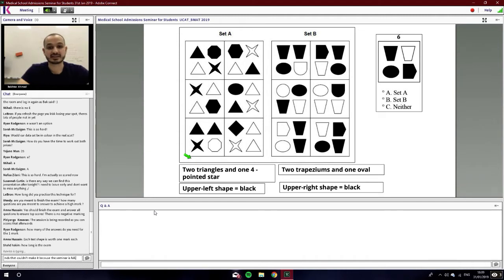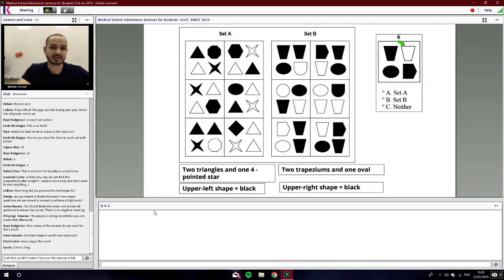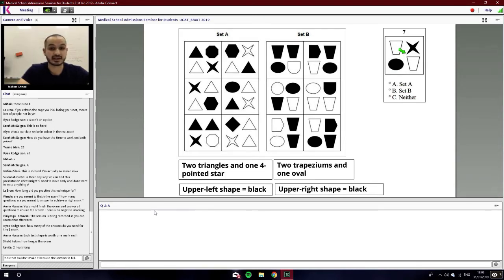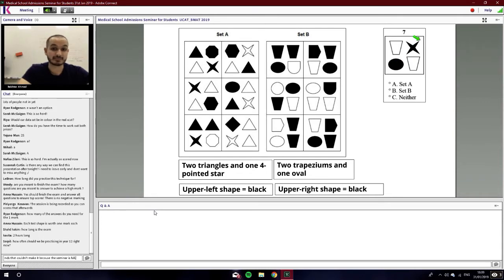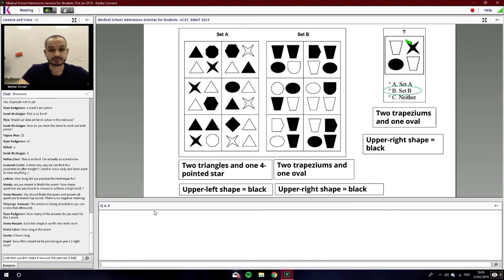So question number 6, we have 2 trapeziums and an oval, but the top right shape is not black, so this must be neither. Because if the top right shape was black, it would have been B, but it's not, so therefore we have to say neither. In this case, again, we've got 2 trapeziums and an oval, and the top right shape is black, so that is B. That's what a pattern fits, set B.